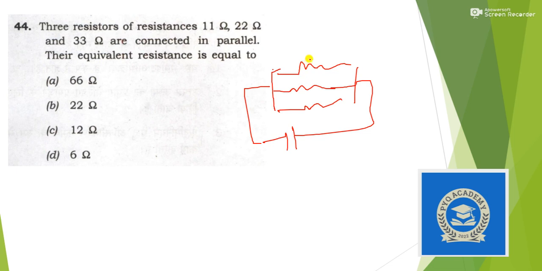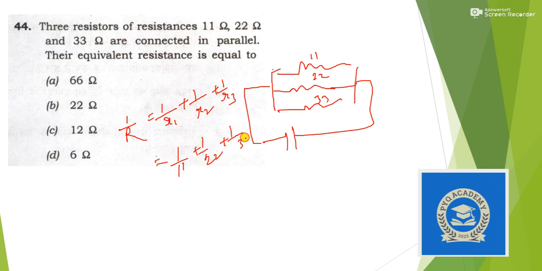So let's take 11, 22, 33. We know the formula that 1/R equals 1/R1 plus 1/R2 plus 1/R3 whenever they are connected in parallel. So 1/11 plus 1/22 plus 1/33. Let's take the LCM. The LCM will become 66. 11 six times, 22 three times, and 33 two times.